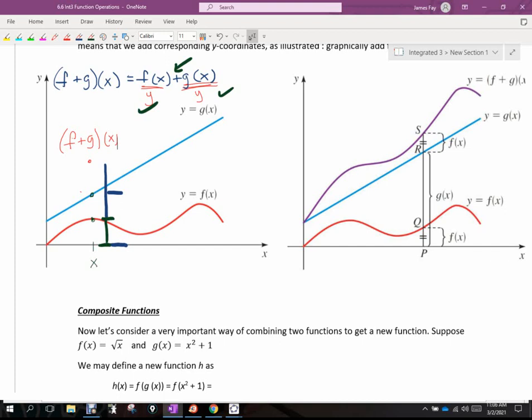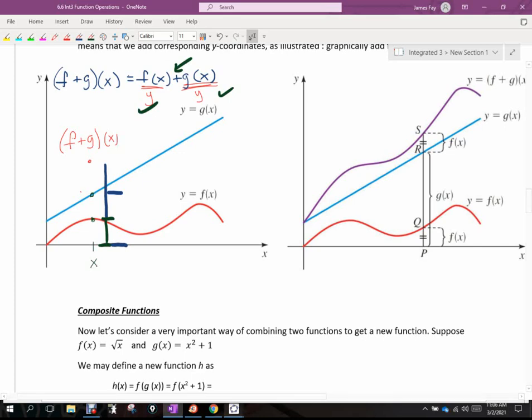If I was subtracting, it'd be the same thing, except instead of adding, I would be subtracting the y values. If I was multiplying, I'd multiply the y values and so forth. So that's the visual of what it means to combine functions. When we talk about combining functions, that is referring to adding, subtracting, multiplying, and dividing, those four operations. Does anybody have questions on that? Is that something we can do?